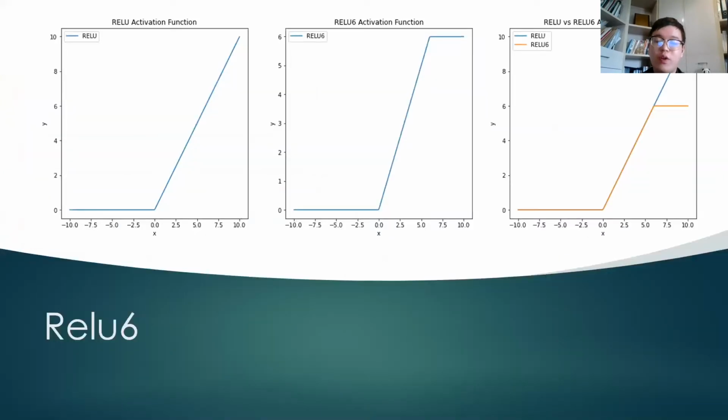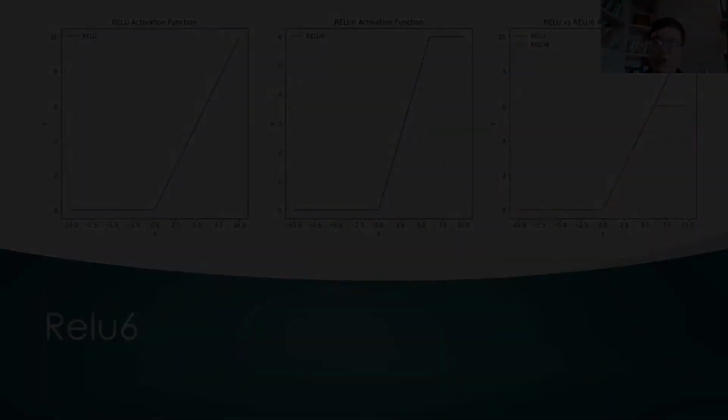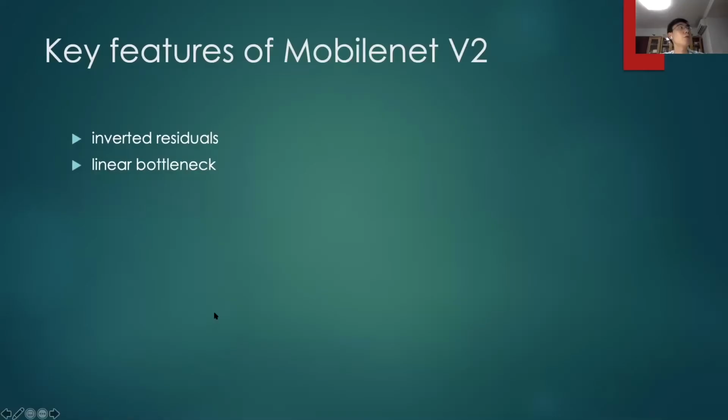Now let's talk about ReLU 6. In order to make the ReLU function have a good numerical resolution, the activation range of the ReLU function should be limited to 6. The activation function is linear as long as it's between 0 and 6, as the picture shows. Now we are going to go through two key features of MobileNetSSDv2, and they are inverted residuals and linear bottleneck.